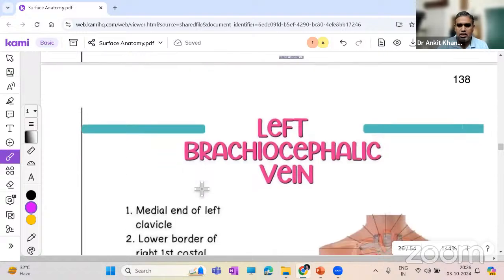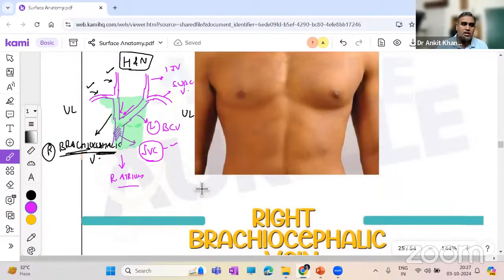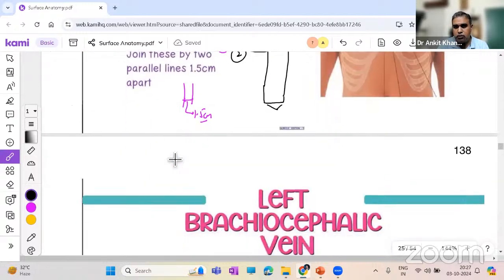Let us see now the left-sided brachiocephalic vein. As I told in the beginning, focus over here. Where is the left brachiocephalic vein? Let me put some dots over here. This is the left brachiocephalic vein. I hope the point is clear. It is crossing the midline. That is also an important MCQ.